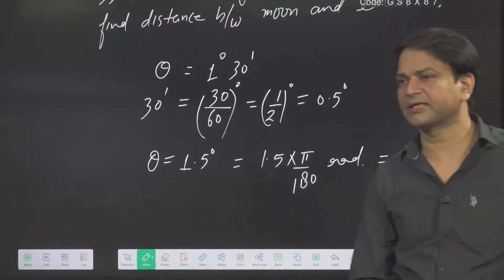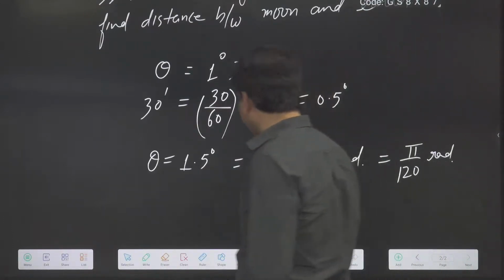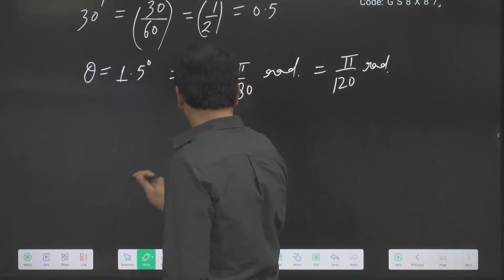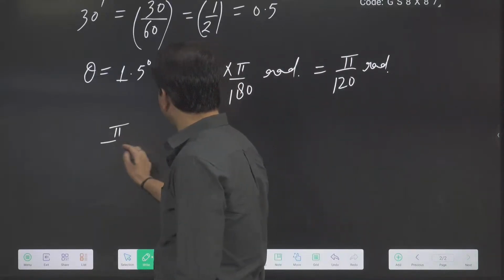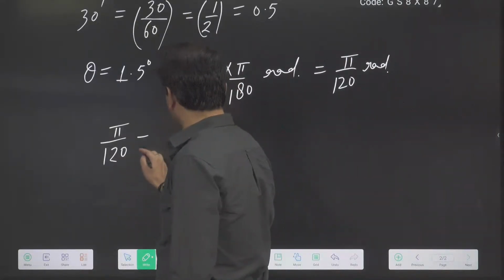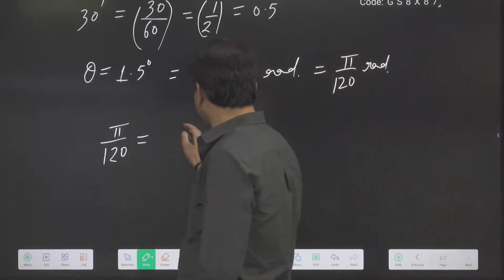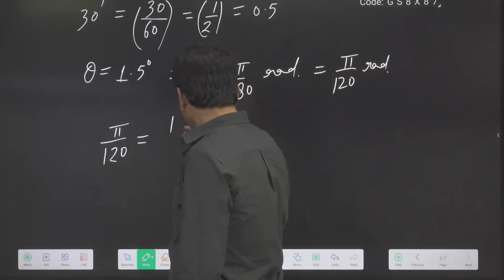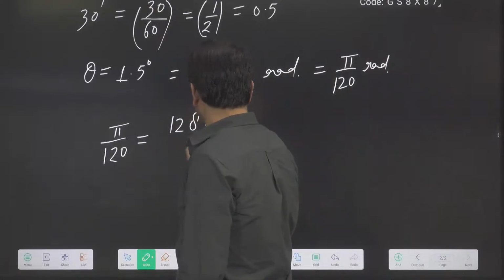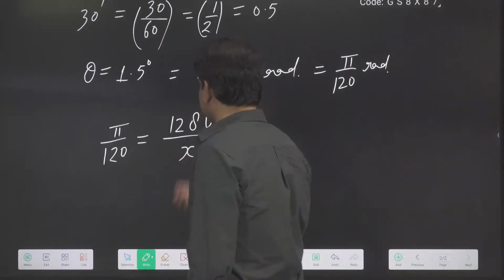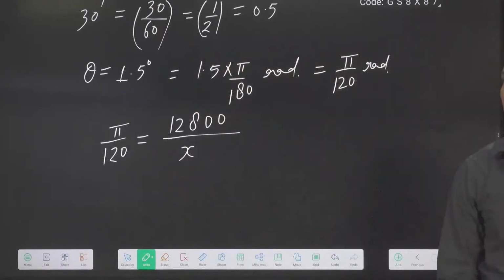After getting the angle, I can use the formula angle is equal to arc upon radius. So pi by 120, the angle, is equal to the arc, which I take as the diameter, 12800 kilometer, upon radius, which means the distance. Now you can find the value of x.